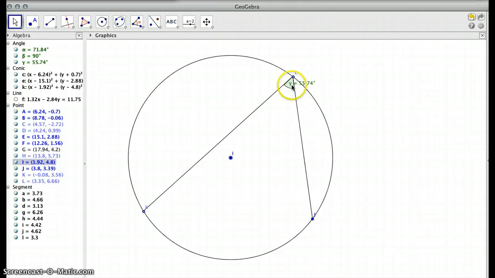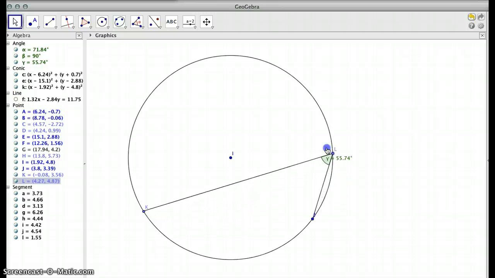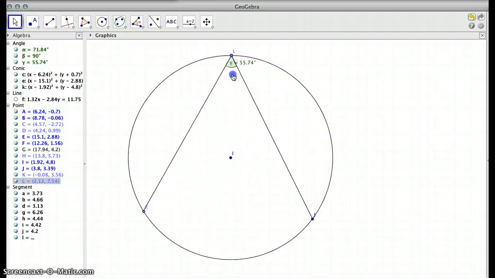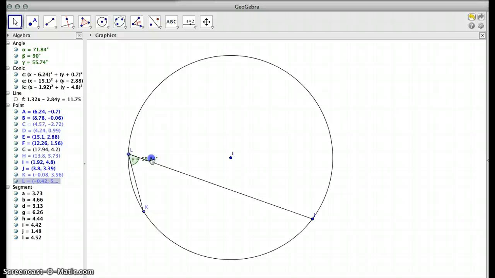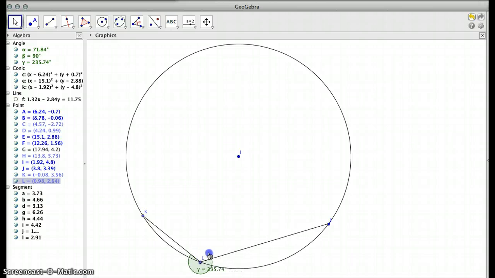That's fine. But now notice that if I leave the center alone and I leave K and J, those two points, alone, but I move L, watch the angle. See how it doesn't change anywhere I move it along? Let's see if it'll change when I move it over here. It does. So now let's go back to the other side of K.